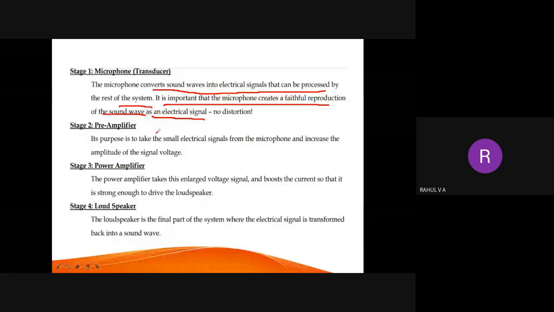The electrical signal which is produced by mic should be exactly similar to the sound wave produced by us.